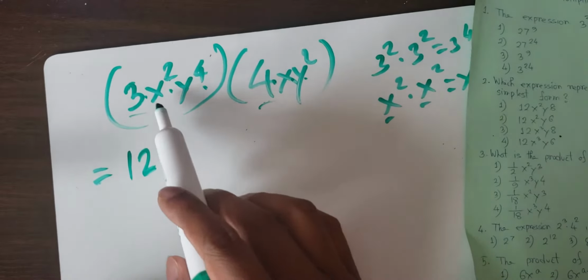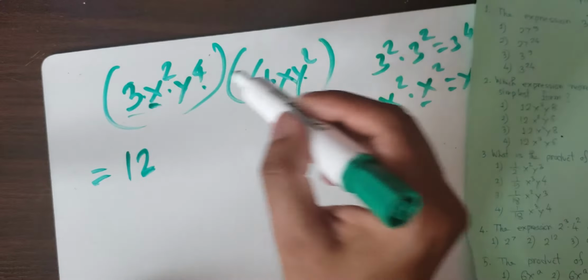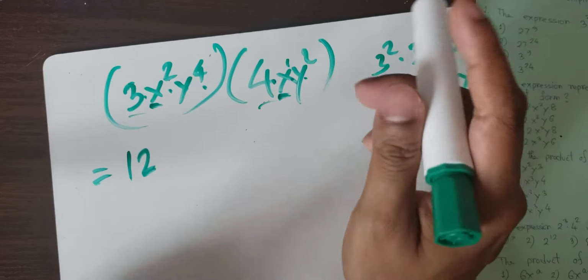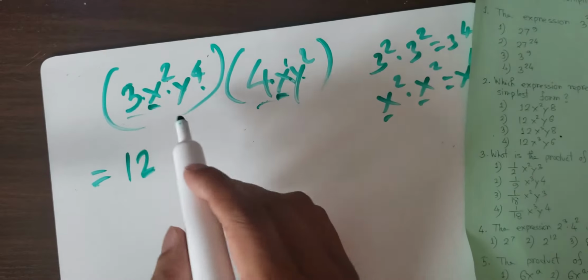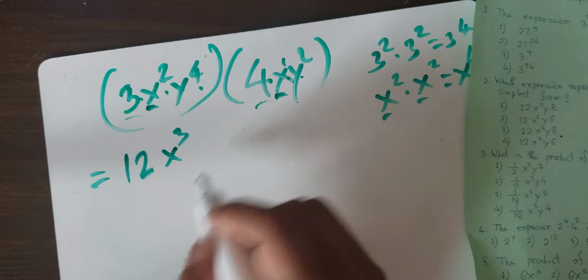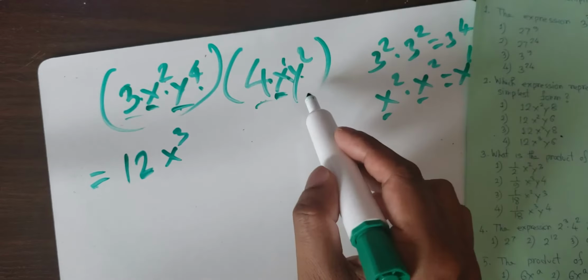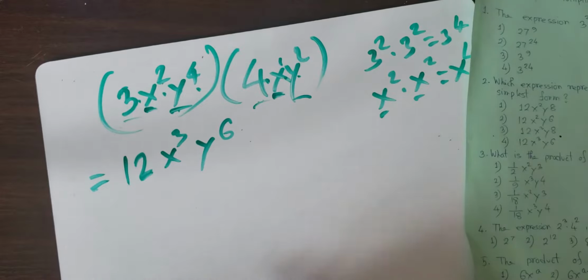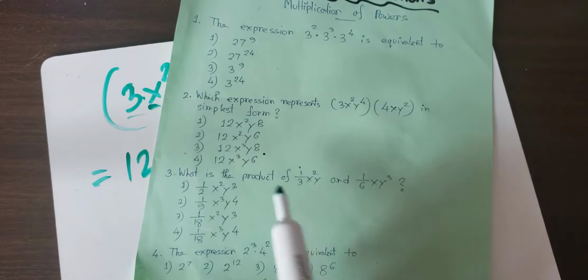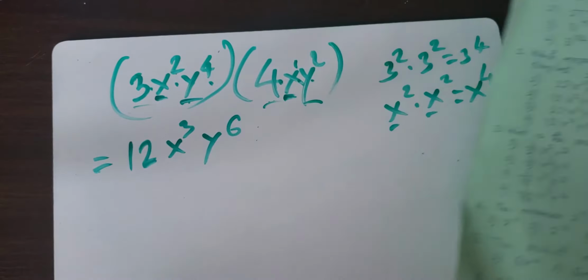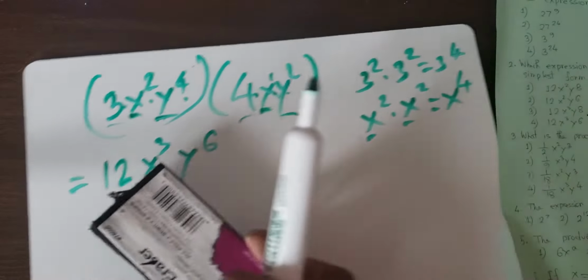So x to the power 2 and x, just x. Remember, if it's x, it's just 1. How many x's do you have? Just 1, right? This is 2, this is 1, that means you can write x to the power 3. And for y, look at y to the power 4 and y to the power 2, that means you have 4 and 2, which will give you 6. So 12 x cubed y to the 6, and that's your option number 4. Good, so we're done with question number 2. Let's look at question number 3 now.